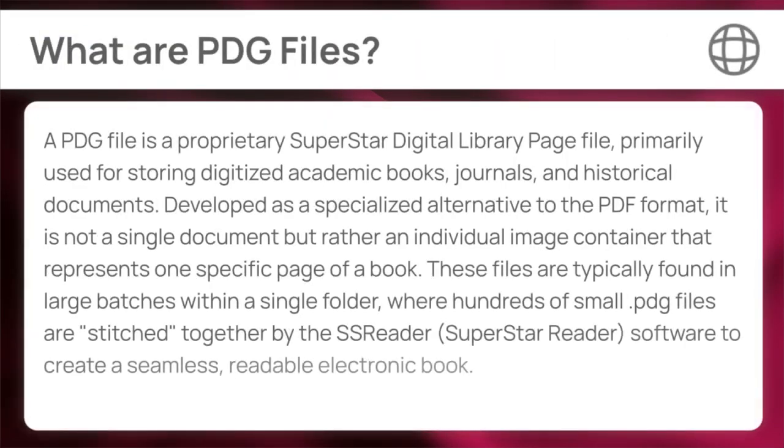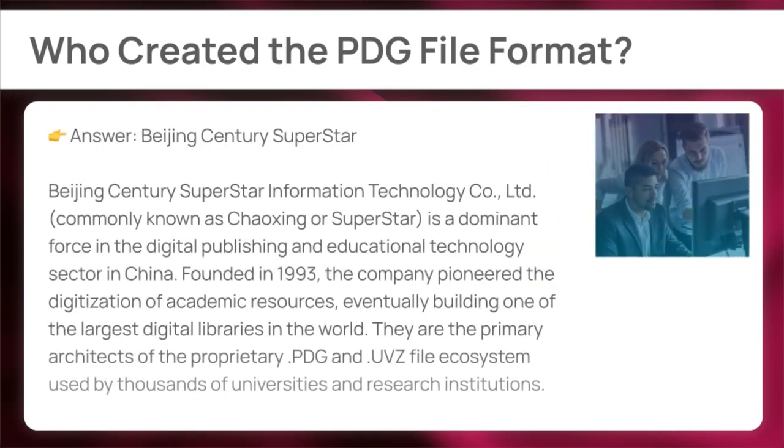A PDG file is a proprietary Superstar digital library page file, primarily used for storing digitized academic books, journals, and historical documents. Developed as a specialized alternative to the PDF format, it is not a single document but rather an individual image container that represents one specific page of a book. These files are typically found in large batches within a single folder, where hundreds of small PDG files are stitched together by the SSReader Superstar Reader software to create a seamless, readable electronic book.